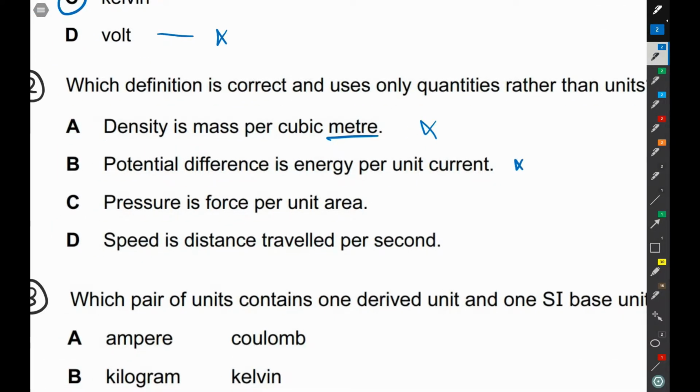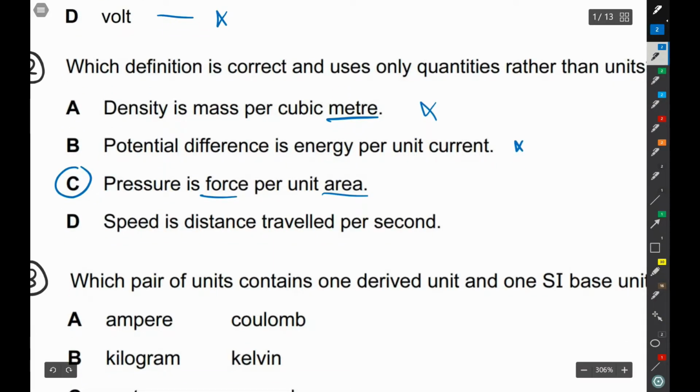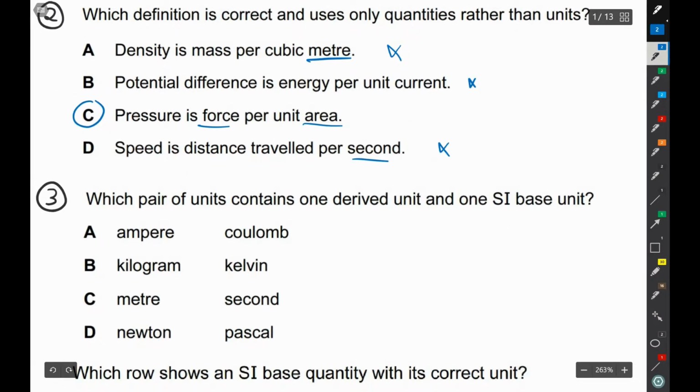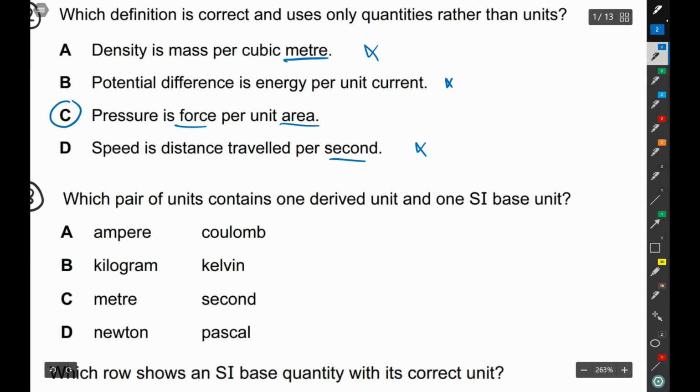Option C says pressure is force per unit area, and that is correct. The definition is correct as well, and force and area both are quantities, not units. And option D says speed is distance traveled per second. Second is a unit, so the option cannot be correct. Question number 3, which pair of units contains one derived unit and one SI based unit?